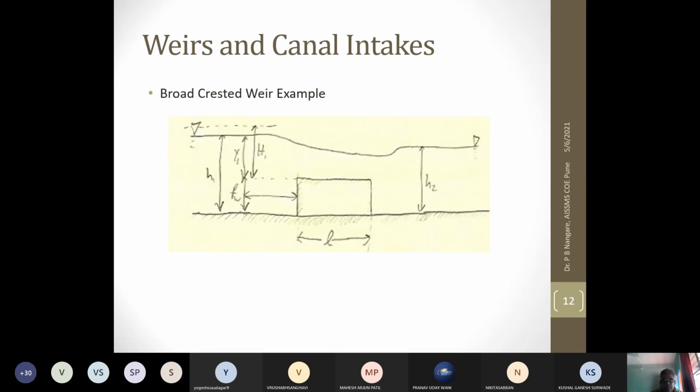With this diagram you can understand the nature of this weir. Also for broad crested, I already told you, if the crest of the weir is broad, then it is a broad crested weir. According to that, you find out the water pressure as per Pascal's law, with H1, Y1, and the H1 value and H2 value on the downstream side.